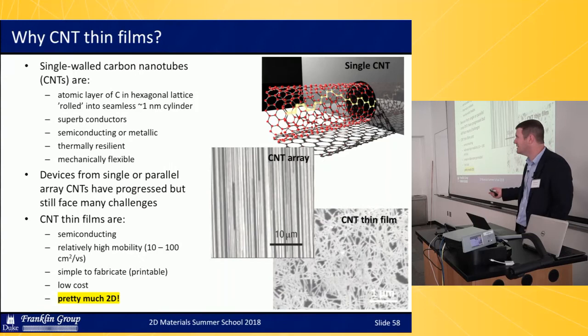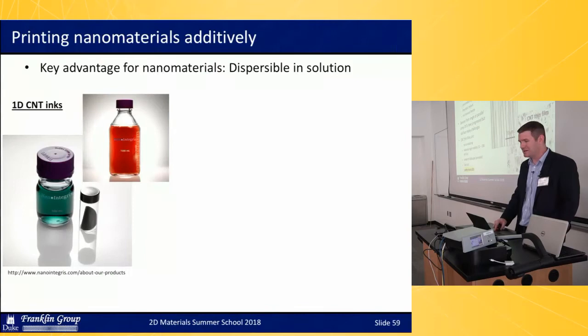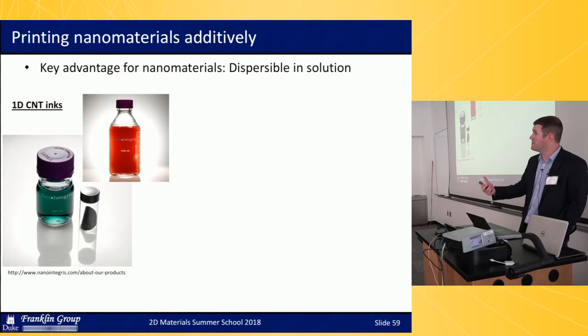And arguably, a tangled network film is pretty much 2D. And that's one of the best materials we can use. And as I said at the beginning of the talk, these are ready in terms of integration solution-wise, so that we can make inks out of them and print them.